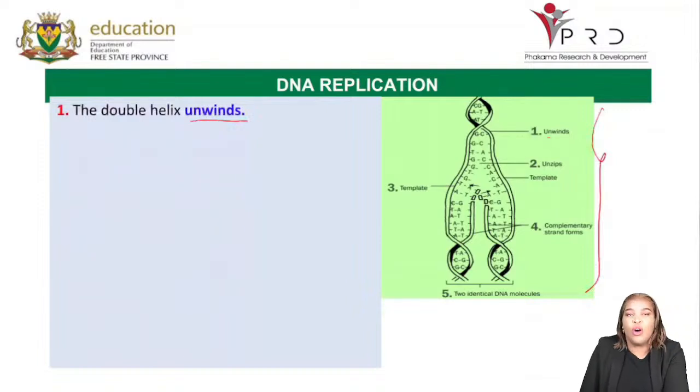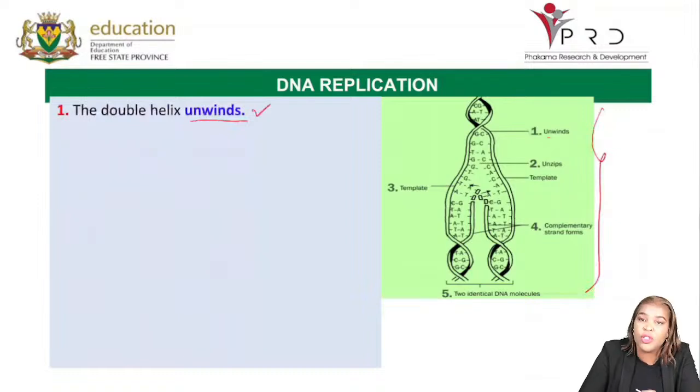But remember, you are going to say this double helix was winded up, but before it makes copies of itself, the first thing that it must do, it must unwind, because you can't make copies of itself when you are winded up. So you must unwind. Then you are going to get a mark for saying that.